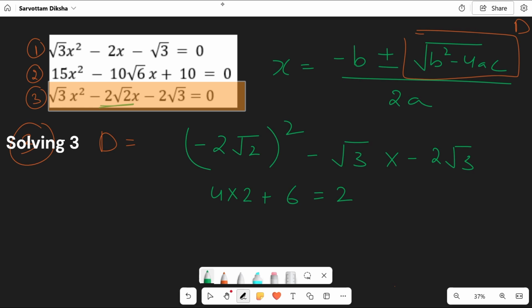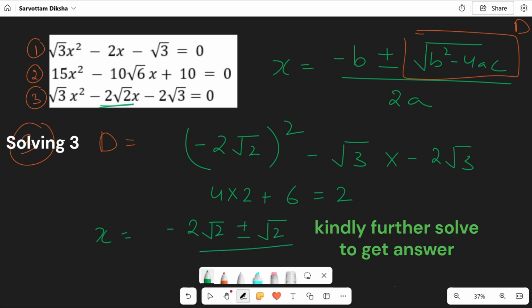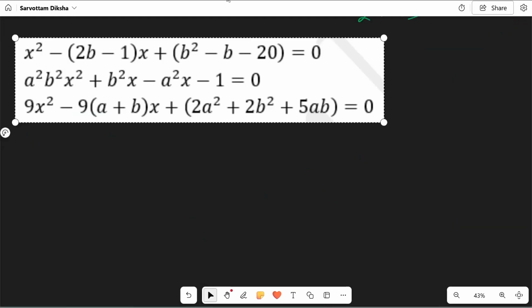So after solving, I am getting D as 2. If I substitute the value, it is minus 2 root 2 plus minus root 2 by 2. As I said, they won't give us simple equations to find the roots. Here my coefficients are, if you see, in variable form. To be honest, those students consider it as tough, but this is the easiest form.